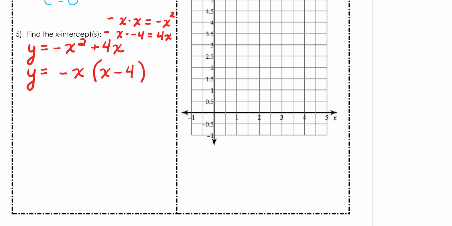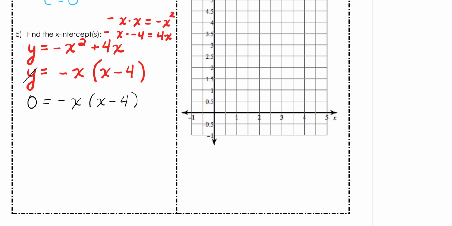All right, so it's negative x, parentheses, x minus 4. I'm going to have to now substitute out the y and put a 0. In order to figure out my x-intercepts, my roots, I need to make the equation equal to 0. So it's going to be 0 equals negative x, parentheses, x minus 4.